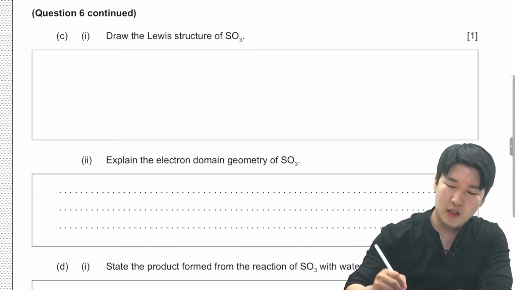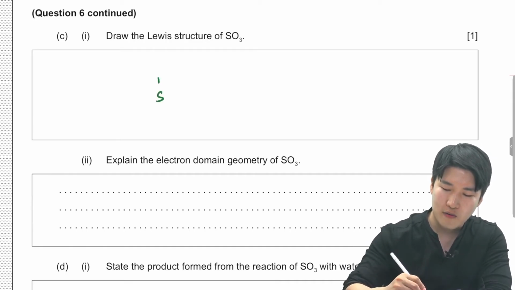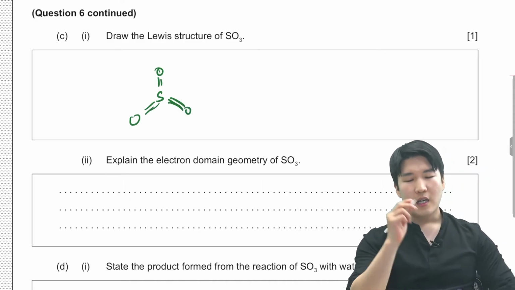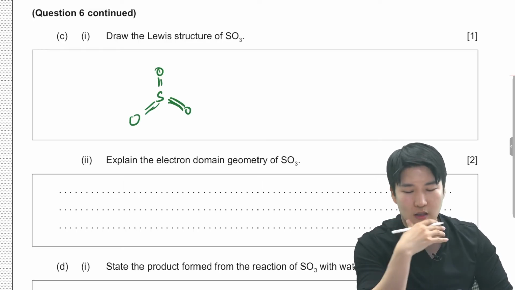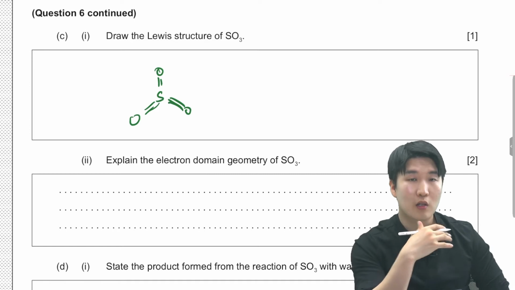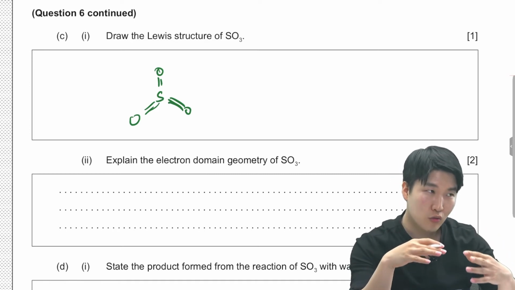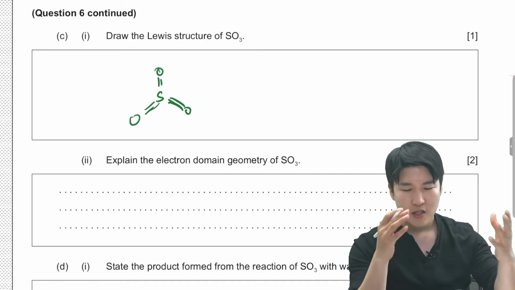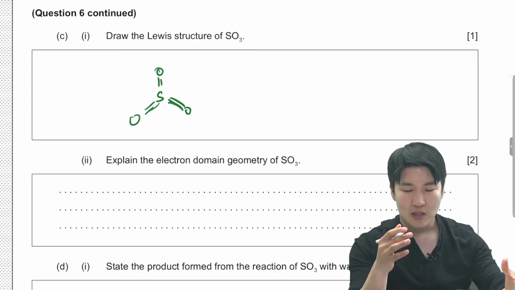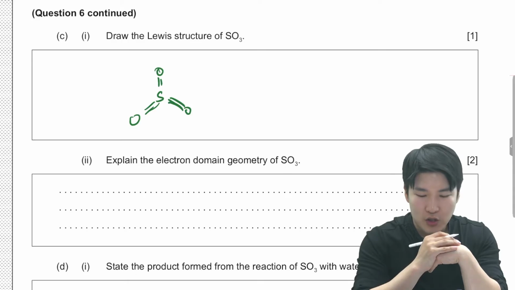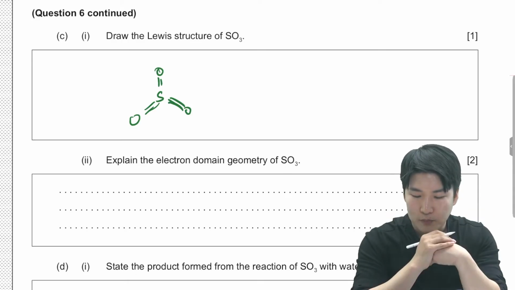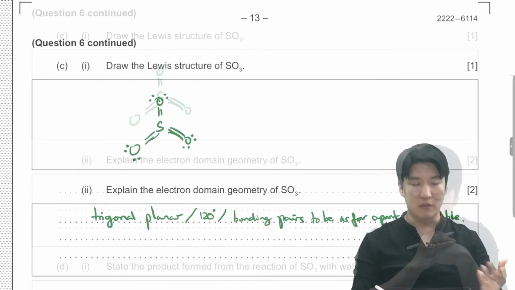SO3 can easily be drawn to have 3 double bonded oxygens. And why is that? Sulfur may go beyond the octet rule to have an expanded octet, where it has 6 valence electrons. We will have 3 electron domains, with each electron domain containing lone pairs, forming double bonds with oxygens, 2 electrons each.